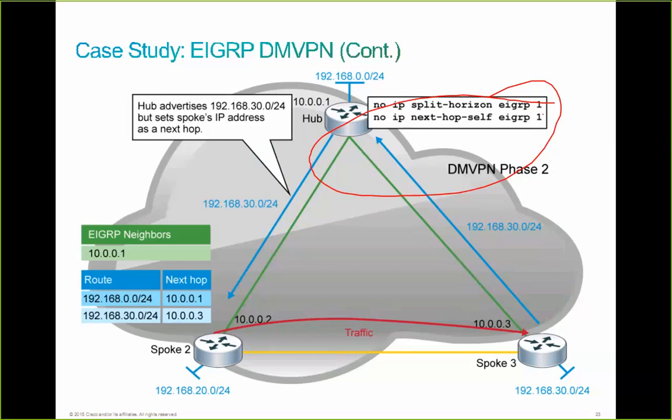So this allows us to take advantage of that spoke-to-spoke communication, because the next hop actually reflects the spoke router's IP address that the route was learned from. All right? So when we establish direct spoke-to-spoke routing, that's going to be forwarded directly between the spokes. All right? So as a best practice standard, if I'm using DMVPN phase 2 or phase 3, I want to have this no next-hop-self command when I'm using EIGRP in those environments.